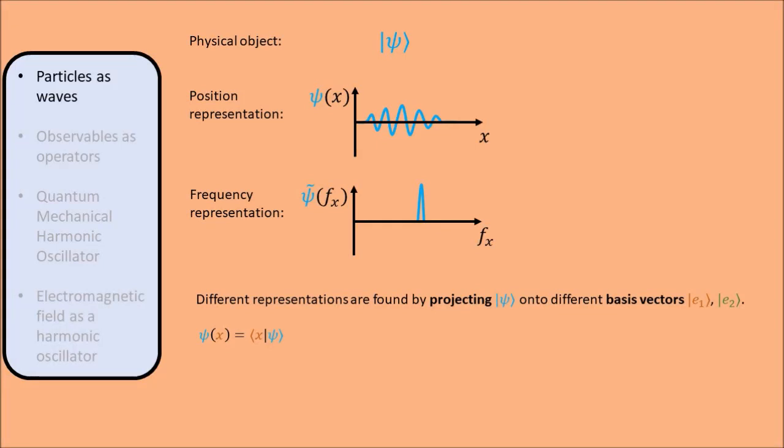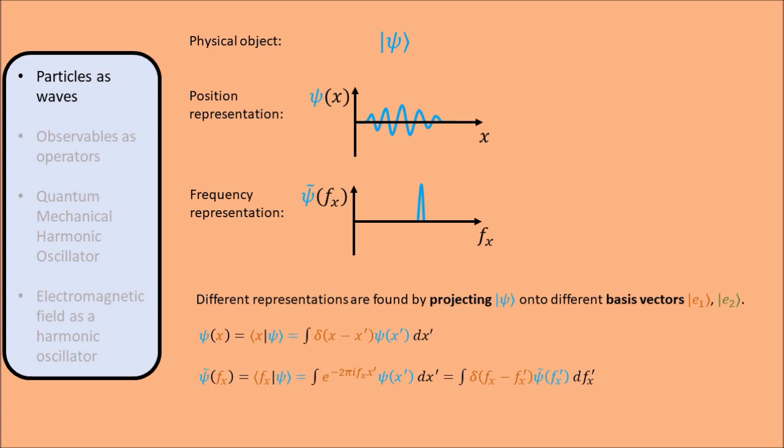In this case, the position representation of psi is found by taking the inner product of psi with position basis vectors. This inner product can be written as an integral, where the basis vector for a position x is, in the position basis, given by a delta function that peaks at x. Similarly, the frequency representation is found by taking the inner product of psi with frequency basis vectors, where the basis vector for a spatial frequency fx is, in the position basis, given by a plane wave with period 1 over fx. In the frequency basis, the basis vectors would be given by delta functions.